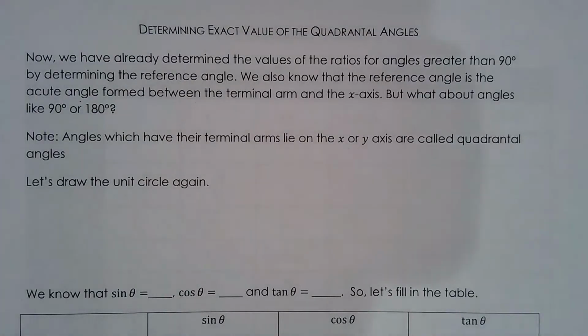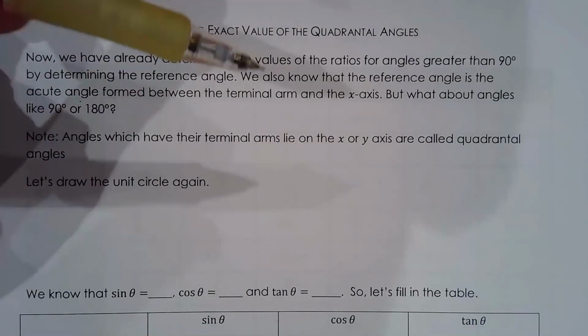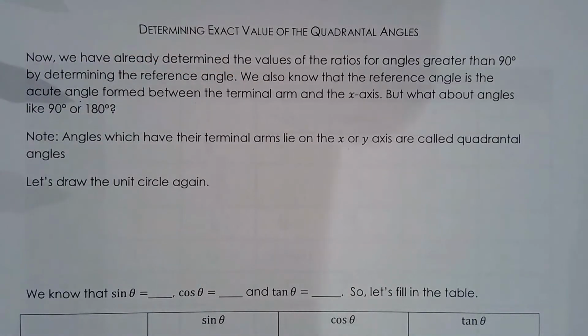In this video, we will try to find the exact value of quadrantal angles. Before we do that, we should really learn what a quadrantal angle is. A quadrantal angle is an angle where its terminal arm will lie on the x or y axis. And in order to find the exact value of these angles, it's going to be very helpful if we were to draw the unit circle.